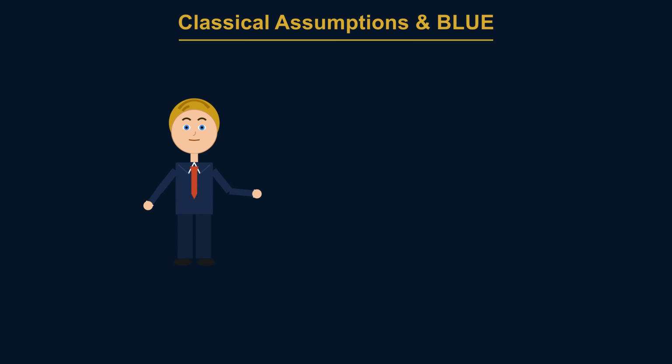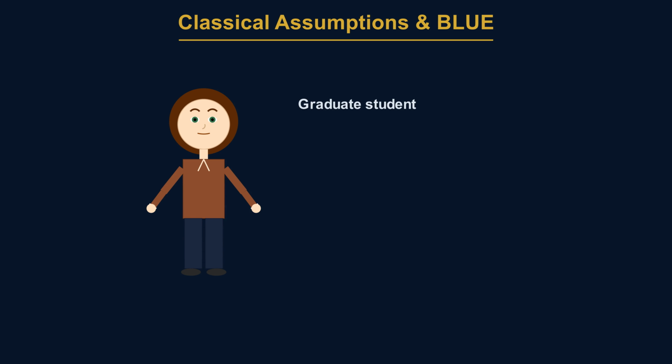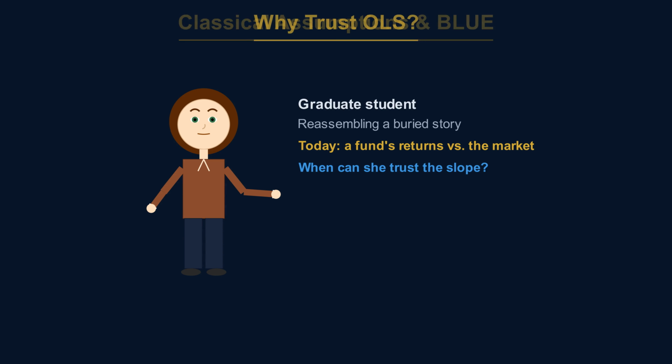Today we're going to be covering the classical assumptions behind ordinary least squares, and the result that ties them all together, the Gauss-Markov theorem. We're following Margot, a graduate student trying to reassemble a story her family buried. Today she's fitting an example fund's returns against the market, and what she really wants to know is when she can trust the slope that comes back.